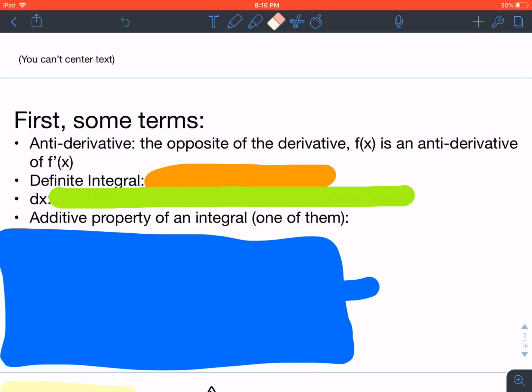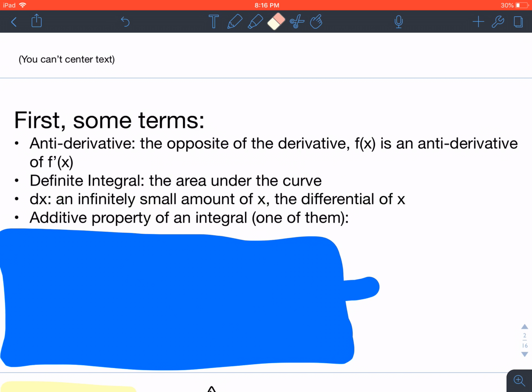The next one is the definite integral, which is simply the area under the curve of a function, which we'll have more about in the next slide. Next, you have dx, which is an infinitely small amount of x. It is also referred to as the differential of x.